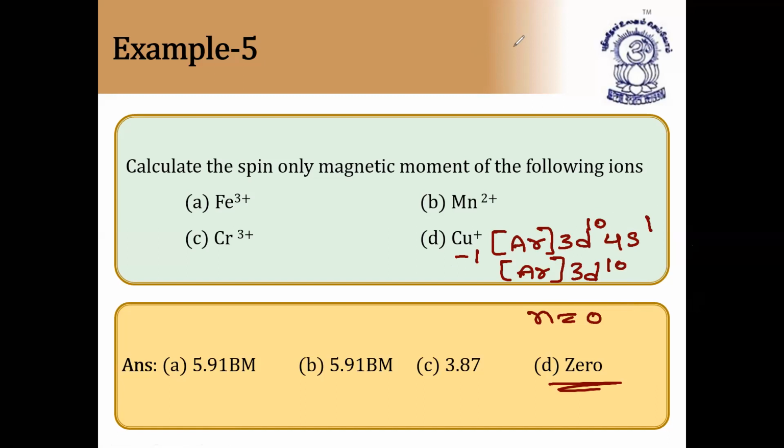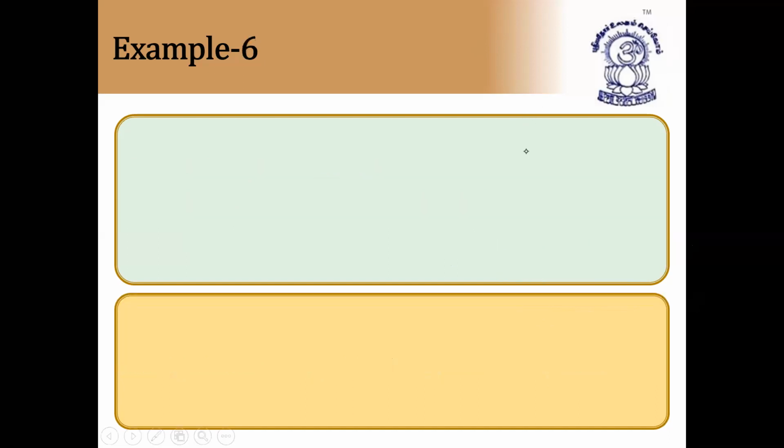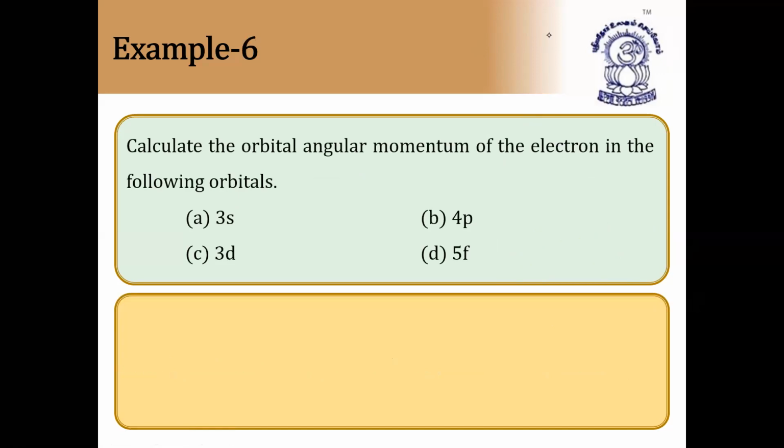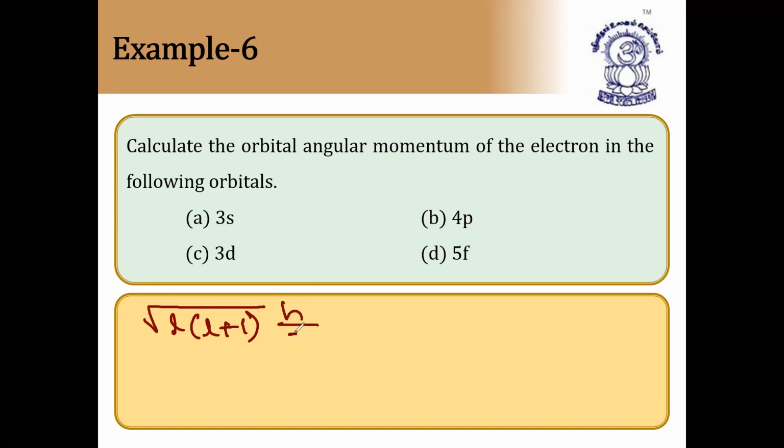This type of questions are very important from an objective point of view. Next example. Calculate the orbital angular momentum of the electron in the following orbitals. So for orbital angular momentum, what is the formula? Root of L into L plus 1, and h by 2 pi is outside. Now the first one and second one I'll solve for you, then you can do the remaining easily.